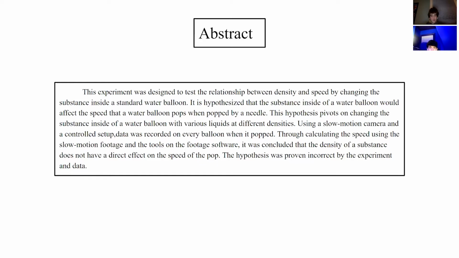This hypothesis pivots on changing the substance inside of a water balloon with various liquids at different densities. Using a slow motion camera and a controlled setup, the data was recorded on every balloon when it popped. Through calculating the speed using the slow motion footage and the tools in the footage software, it was concluded that the density of a substance does not have a direct effect on the speed of the pop. The hypothesis was proven incorrect by the experiment and the data.